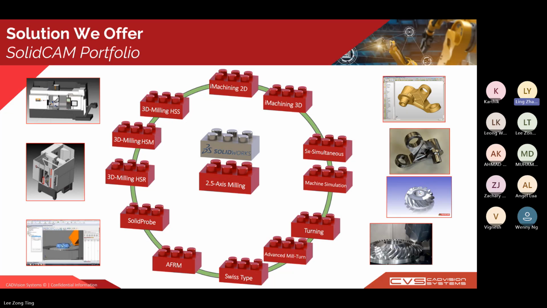And last but not least, on the bottom left corner, we have SolidProbe. SolidProbe is basically inspection on the go on the CNC machine. When you're doing some in-process machining and you want to ensure that the model is perfectly machined, whether there is any deviation, instead of taking it out from the CNC machine and putting it into a CMM or doing some manual measurement, you can use SolidProbe to do the inspection routines on the CNC machine directly during this in-process machining.